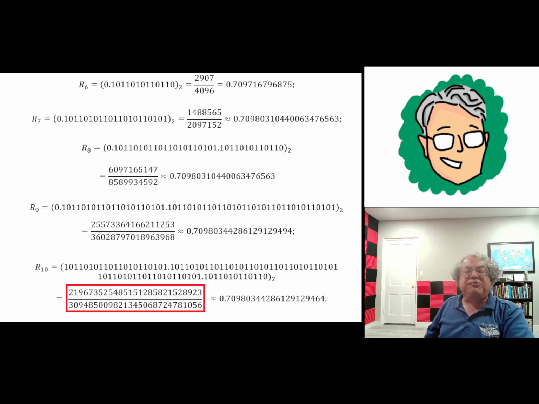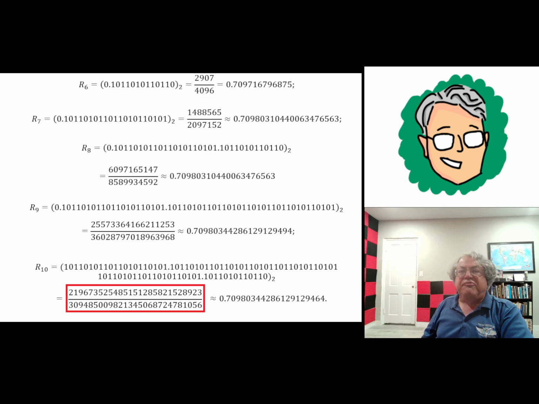And if you calculate the fraction corresponding to R sub 10, I put a red box around it. It's this pretty enormous fraction, really big numerators and denominators, but if you calculate its decimal value, it's already correct to 20 decimal places. Pretty amazing. So you can actually calculate the rabbit constant to 20 decimal place precision.